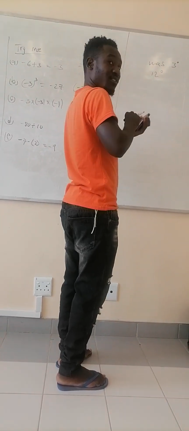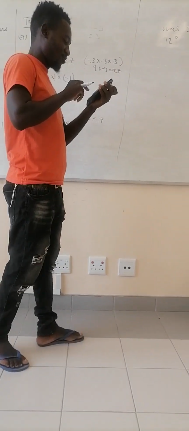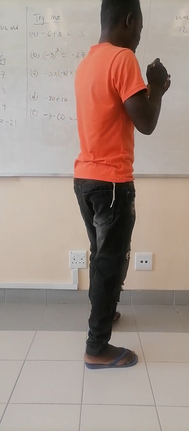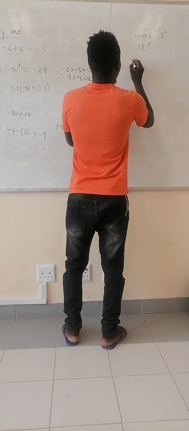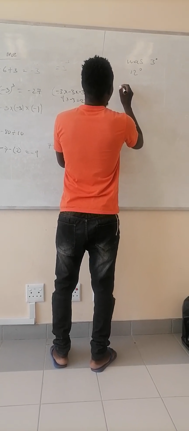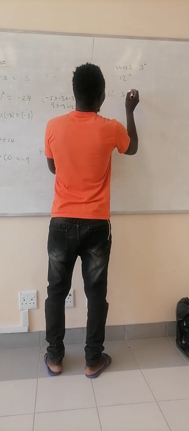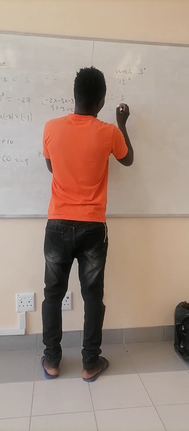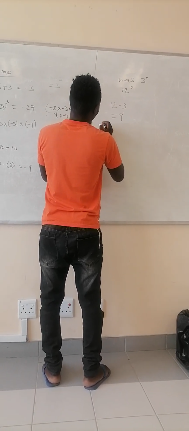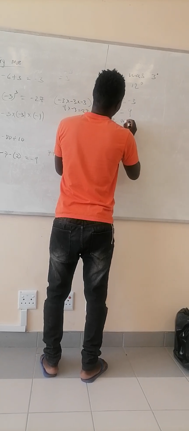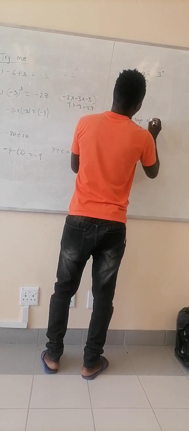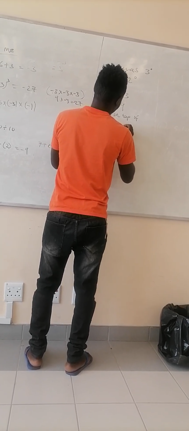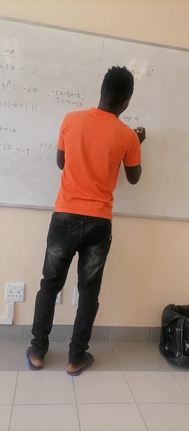So this is very simple. What you do here is you just take 12 minus 3, then you get 9. So the temperature on top of the mountain is positive 9 degrees Celsius.